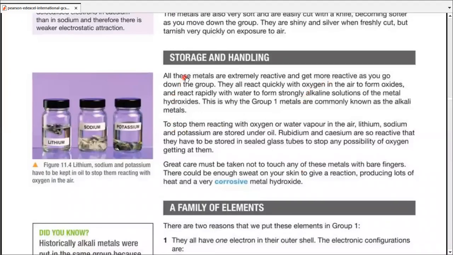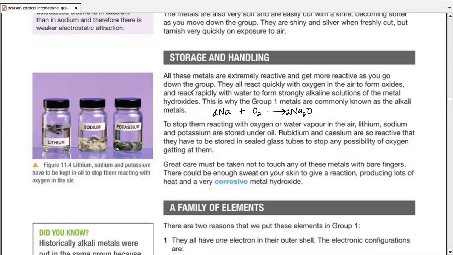Let's take a look. All these metals are extremely reactive, and they get more reactive as you go down the group. They can react quickly with oxygen in the air, and they form oxides, for which I insist the students that you need to write the reaction, and this is the balanced chemical equation of this reaction. So you would see when we're talking about oxygen, they react with oxygen and they form an oxide.